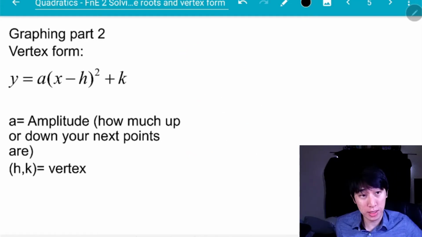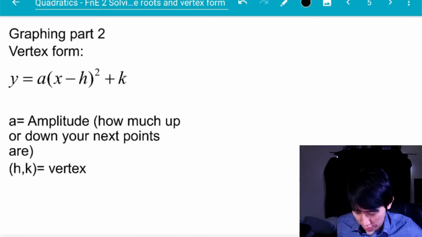That's your amplitude. That's the number that's directly in front of your parentheses. Next, you have your vertex. Your vertex is h comma k. Now, if you remember, your vertex is a point, so there's an x part and there's a y part. Your x part is inside the parentheses. Your y part is outside.